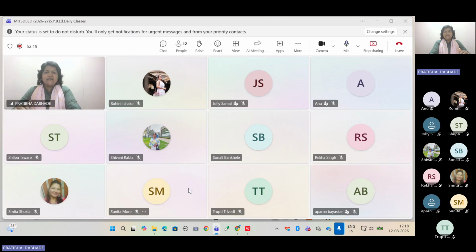In the next class, we'll see some examples of lesson planning and how we can integrate different approaches together. So this is all about today's topic.